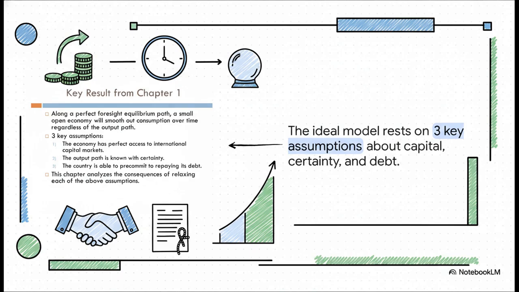First, perfect access to capital. Second, perfect certainty about what's coming next. And third, a perfect, unbreakable promise to always repay your debts. If you have all 3 of those things, the ideal path forward for an economy is crystal clear.